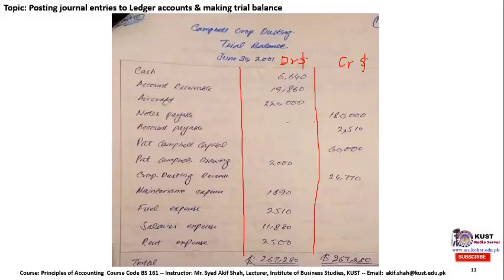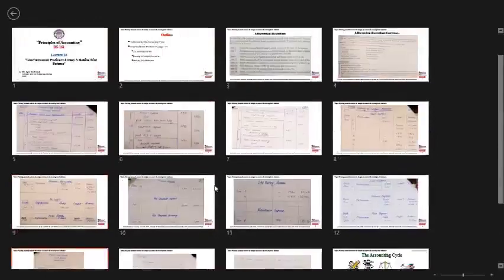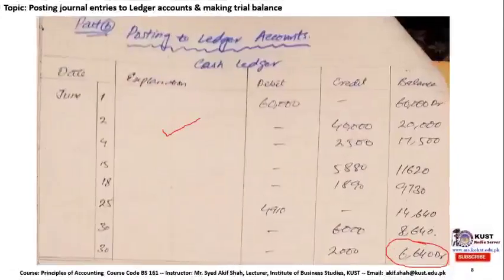So where do these values come from? Here is the important point: you have to go back to the second step of the accounting cycle and find the final balances available in the cash ledger, in the accounts receivable ledger, and similarly in Pat Campbell's capital ledger. Let's counter-check them one by one in detail and in a proper way. So let's go back to the cash ledger. Here we have the cash ledger and the final balance is 6,640.